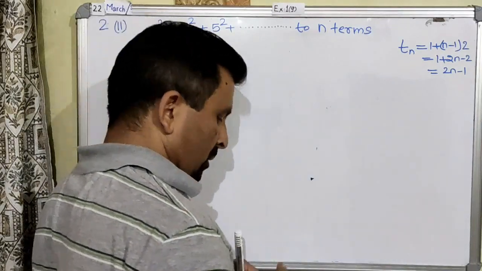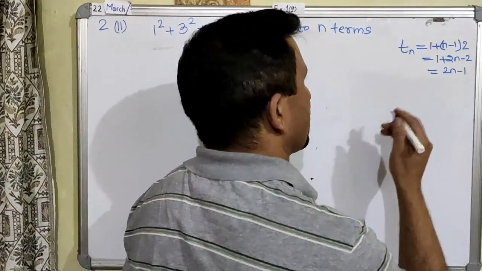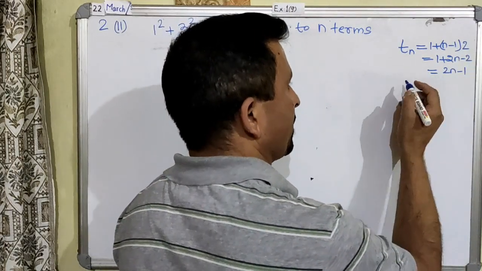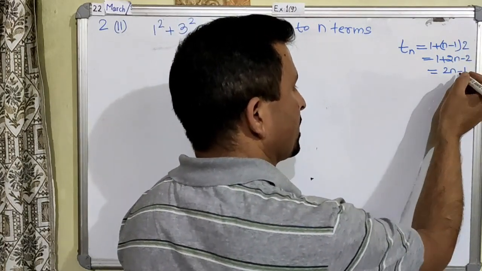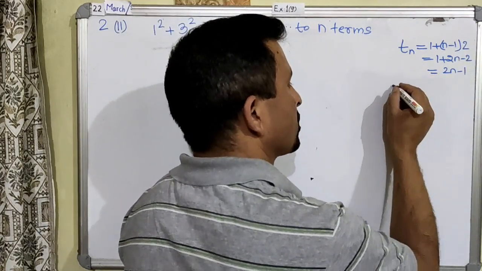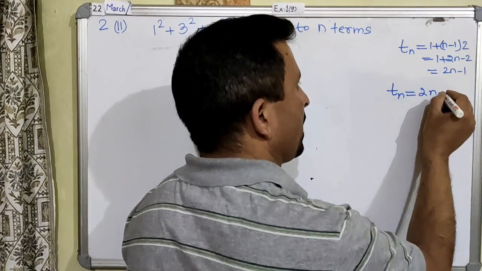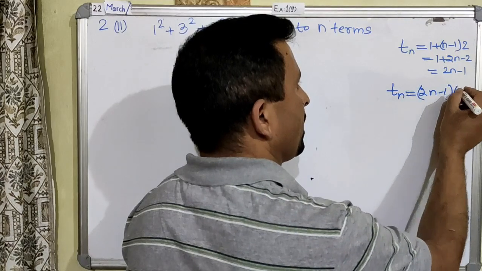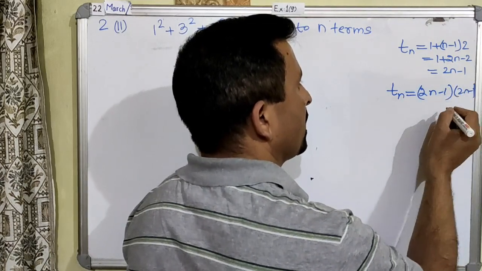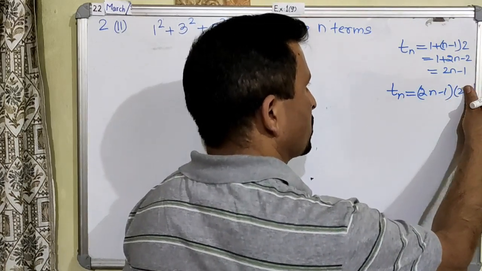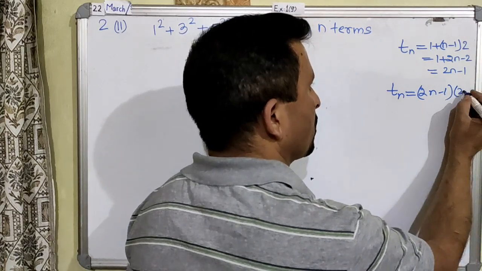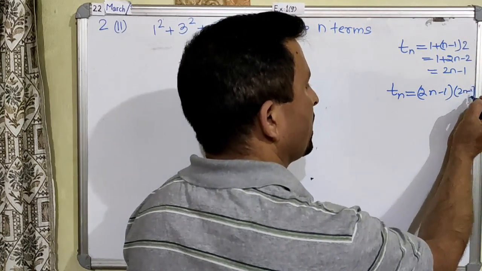Clear? So we can actually have the nth term of the series as the product of this and the previous one. Multiply this by itself. So the actual nth term we can have is Tn equal to 2n minus 1 into 2n minus 1. Is this very clear?